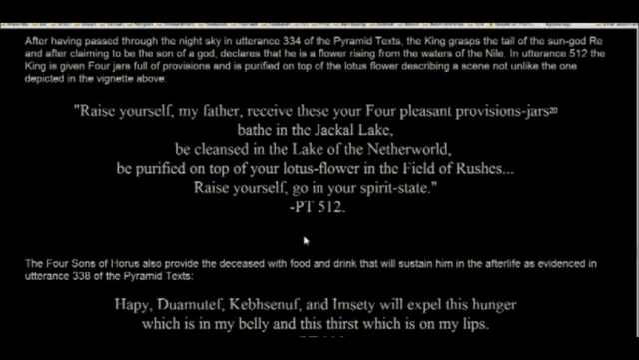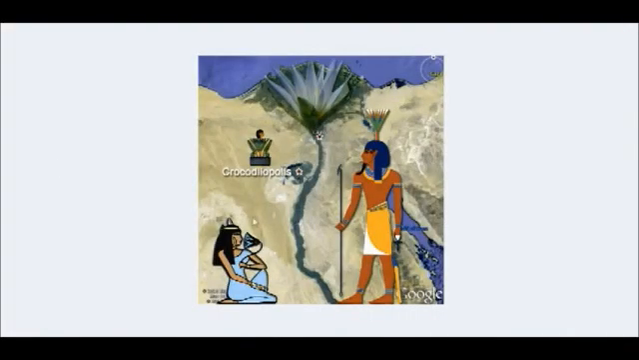Now let's flip back over here to the JAD real quick. And let's take a look at some pieces from the pyramid text. It says right here, "Raise yourself, my father, receive these your 4 pleasant provisions jars, bathe in the jackal lake, be cleansed in the lake of the netherworld, be purified on top of your lotus flower in the field of rushes, raise yourself, go in spirit state." We can see many depictions of the lotus flower and its correspondence to the way the Nile looks. Right here is showing somebody with a lotus flower on top of their head. So be purified on top of your lotus flower means be purified on top of your head, which is right here, which is right where we expect it to be, at the very top of the spine in the middle of the head.